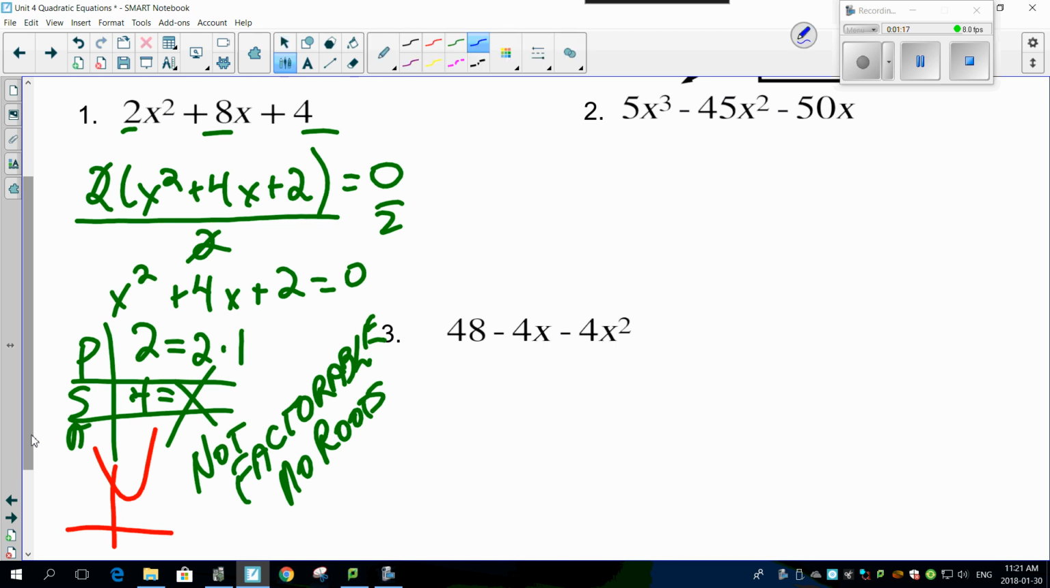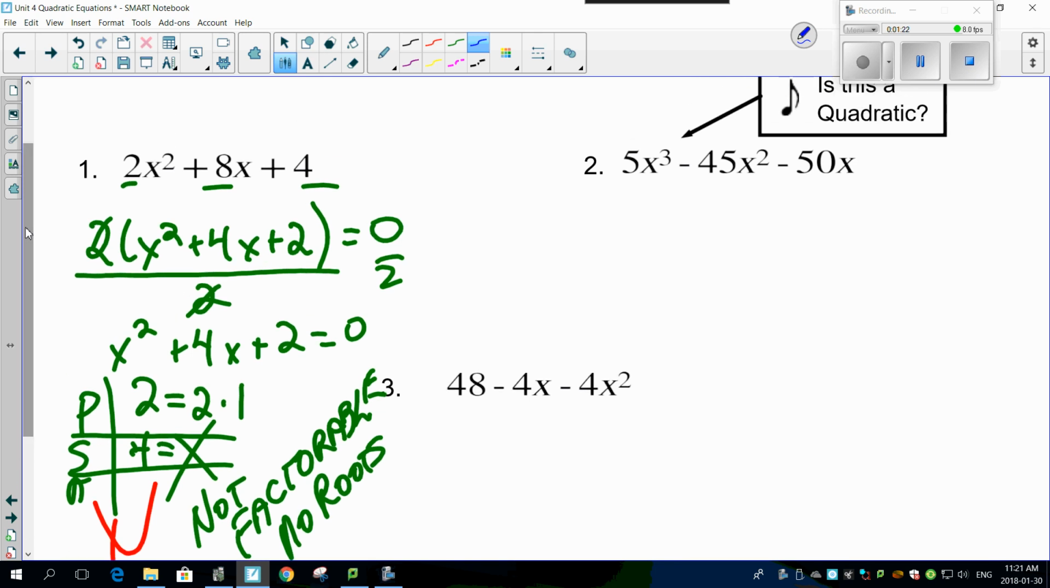So look at this one. The question on this one is, look what I've got written in the box here. Is this a quadratic? Well, in fact, no, because this is a cube. But just because it's not a quadratic doesn't mean that you can't factor it. Of course you can factor it. You can take a 5x out of every single one of these. So let's factor it. Take a 5x out, leaving you with an x squared minus 9x minus 10.